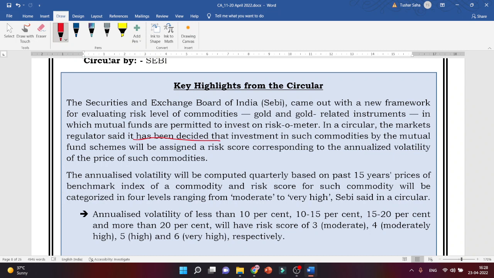It has been decided that investment in such commodities, meaning gold and related instruments, by the mutual fund scheme will be assigned a risk score corresponding to the annualized volatility of the price of such commodity. For example, when you buy gold at, let's say, 55,000, even if you believe that gold is a safe asset, absolutely gold is a very safe asset, eventually this gold price is very volatile, because when the market is going down, people move money from equity to some safer investment like gold, right?